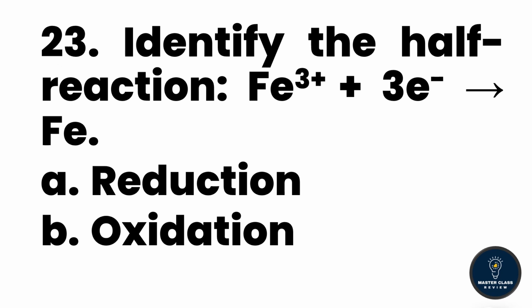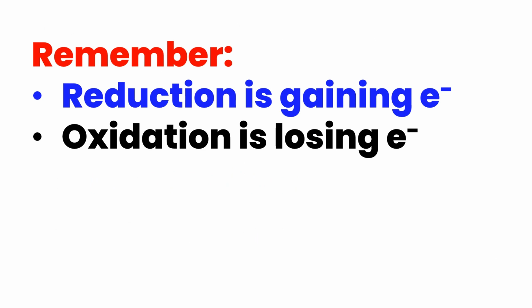Identify the half reaction. Iron 3 positive plus 3 electrons yields iron. Correct. It is letter A, reduction. In a nutshell, reduction and oxidation are opposite sides of the same coin, dealing with the gain or loss of electrons in chemical reactions. Just remember this. Reduction is gaining electrons, like the one you saw in the question. We added electrons to iron. Oxidation is losing electrons.